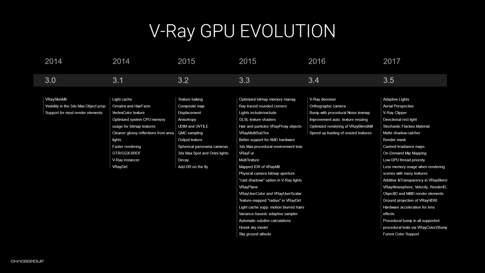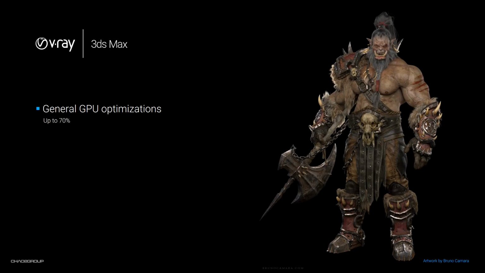In the chart, you can see features and improvements related to the GPU. I don't need to explain much. The chart is enough to see the progress of VRay GPU. Now let's focus on the latest GPU improvements. As you know, GPUs are able to do calculations very fast. This is why the GPU became a powerful rendering tool.